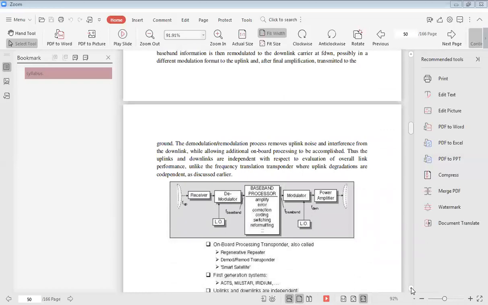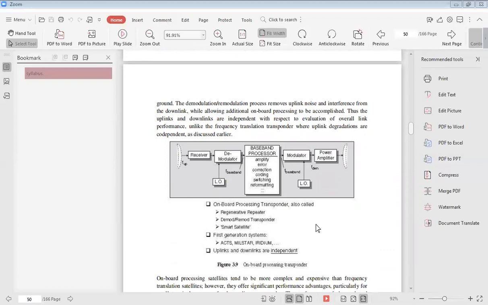Now, another case is the on-board processing transponder, or the regenerative repeater. What is a regenerative repeater? Here the signal received from the earth station, FUP, is again mixed with the local oscillator, then passed through the demodulator, amplified again, error correction, then the modulator with a signal frequency, then the power amplifier, then through the downlink frequency. It is also a process of creating the downlink frequency. This is done by the on-board processing transponder or the regenerative repeater.